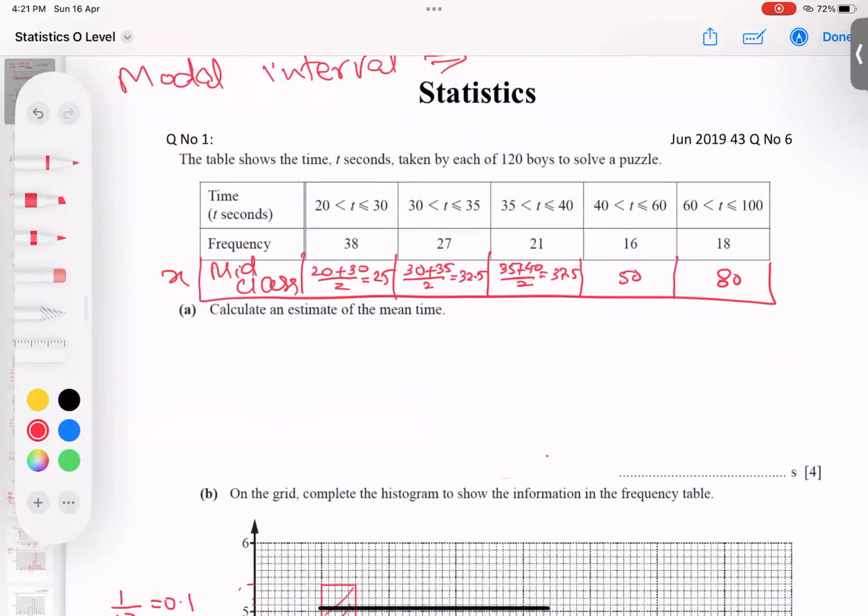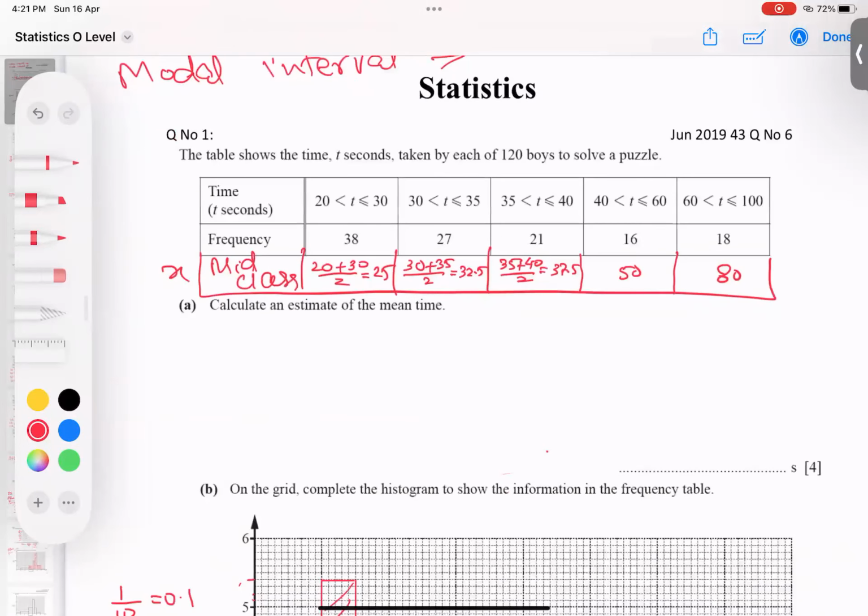Now I'm going to find the next part. What is the mean formula, students? Last class I taught you, the mean formula is sigma fx by sigma f. This is called f, and fx means multiply this upper column and lower column. So I'm writing 38 times 25, then 27 times 32.5.